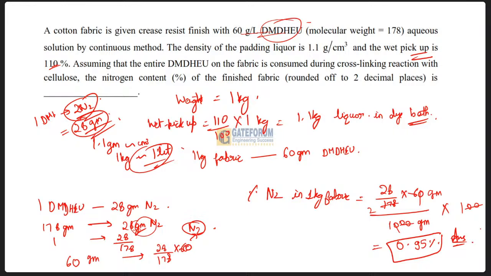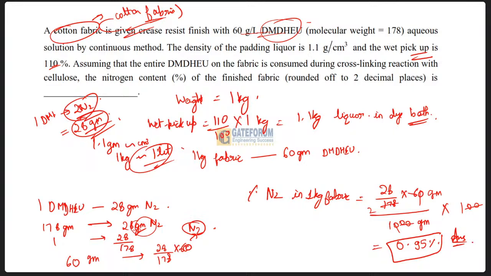If you say about this, you need to consider 3-4 important points in this aspect. What is DMDHU, and what is the function of DMDHU? DMDHU is basically a crease finishing agent and a cross-linking agent. It is also used with the cellulose. So DMDHU is a crease-resistant finish, and it is used along with the cotton fabric.